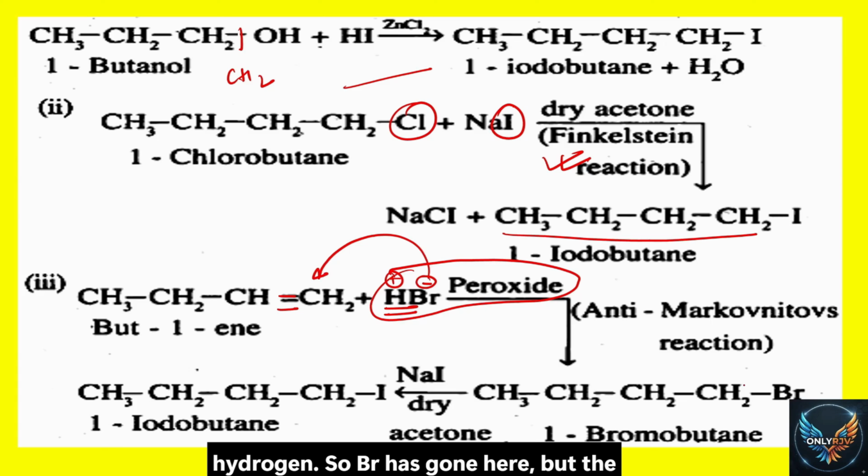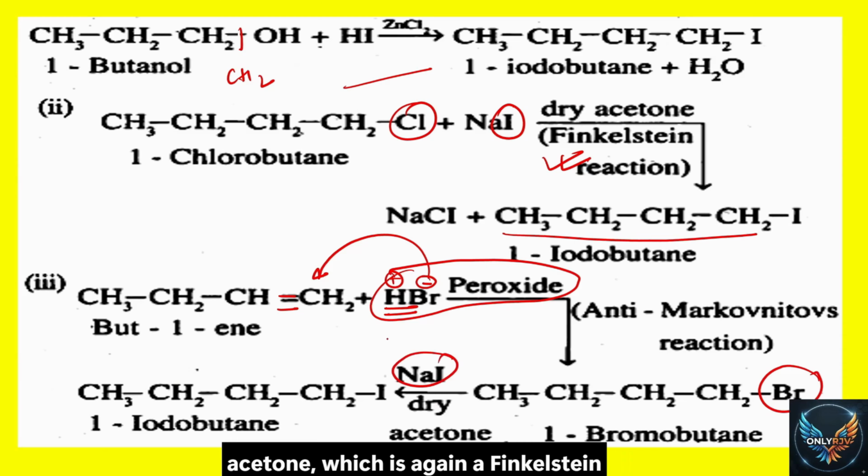So Br has gone here, but the answer does not want Br, the answer wants I. So again, a haloalkane needs to be converted into another haloalkane. We need NaI and dry acetone, which is again a Finkelstein reaction. So I hope you understood. Thank you.